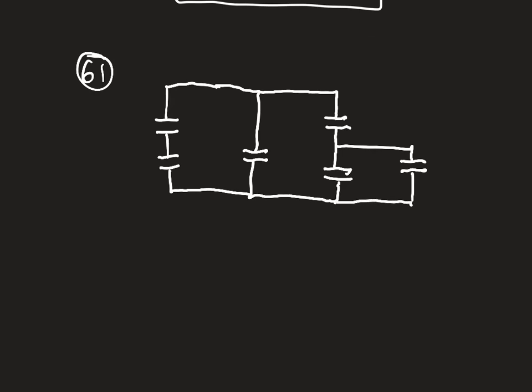Alrighty. This is C5. This is C6. This is C4. This is C3. This is C2. This is C1. Okay. This is a mess. We have to combine all of these capacitors and figure out what all this means.